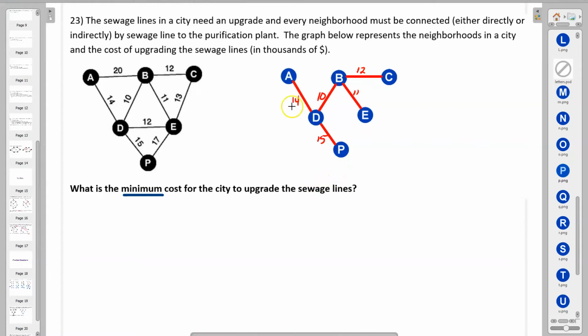At this point, we've connected every vertex in the graph, starting from the smallest weights and building up. We're asked to find the minimum cost, so the minimum cost now is just the process of adding up each of the weights in the graph. 15 plus 14 is 29, plus 10 is 39, plus 11 is 50, plus 12 is 62. And they told us it was in thousands of dollars, so we add 3 zeros at the end for $62,000.